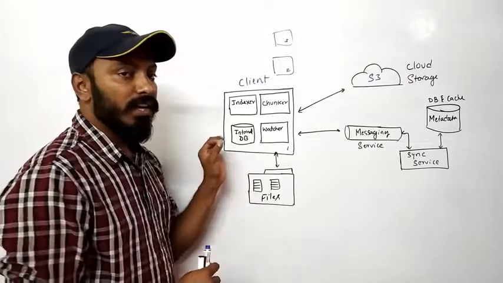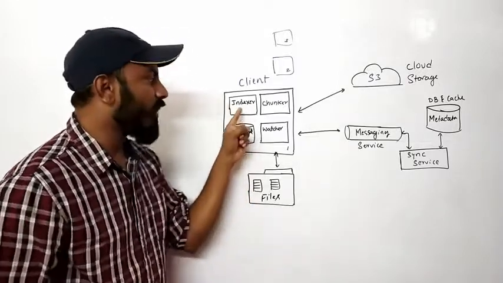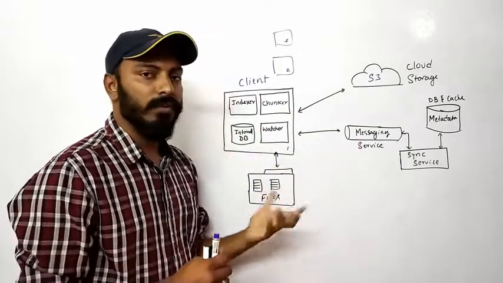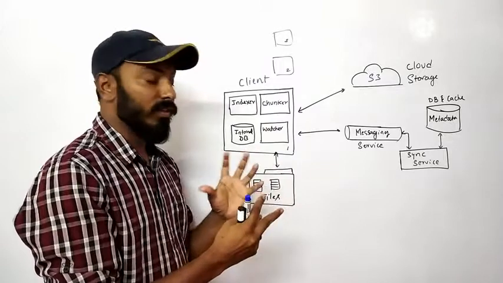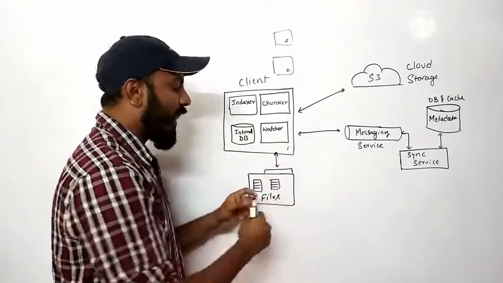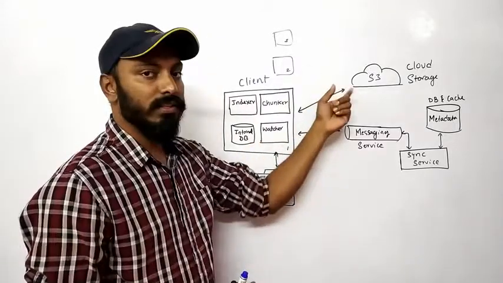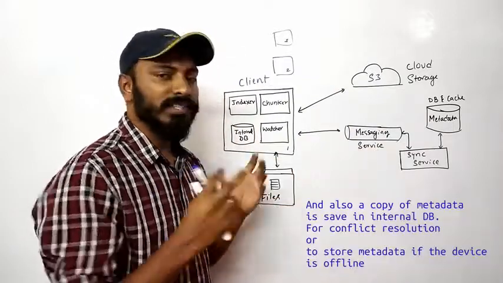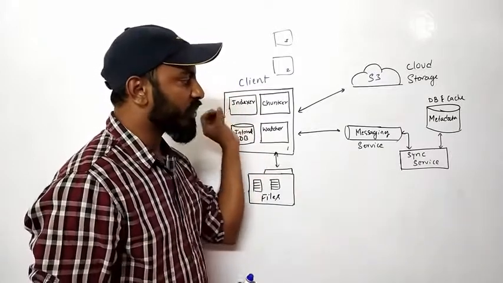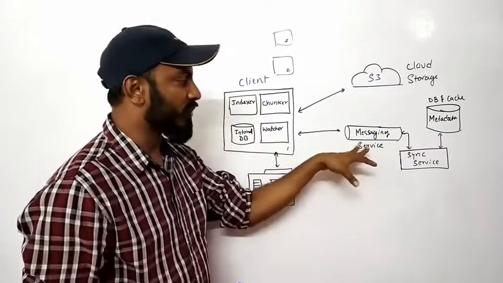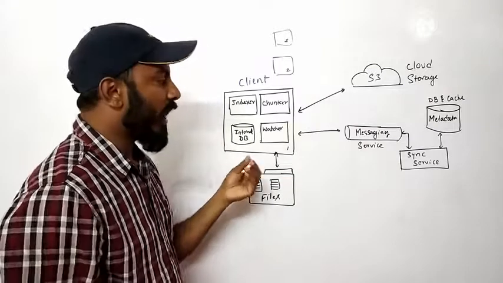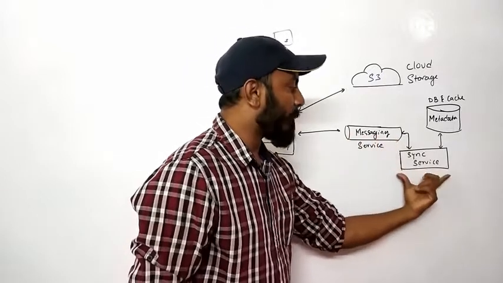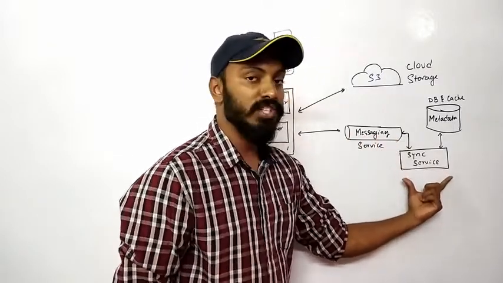Now what we need to do is this indexer will notify the messaging services: here is the file which we saw newly in the folder, we have made it into this many chunks, and we have uploaded it. All this information will be passed to the messaging service. It is just a queue. The indexer sends a message to the messaging pipe or queue, and that message will be picked up by the sync service, or synchronization service.